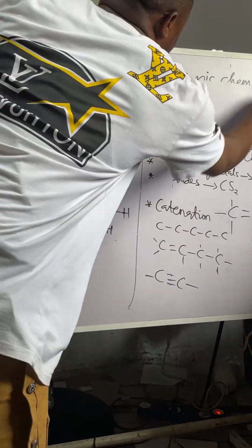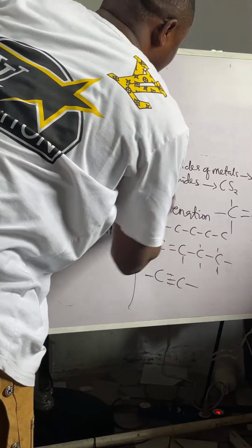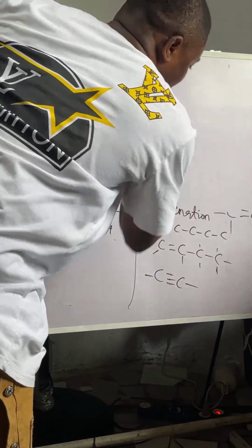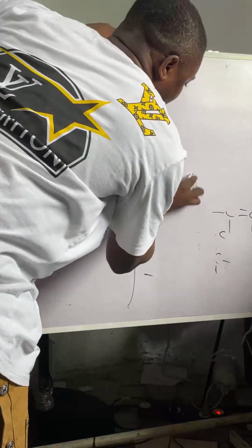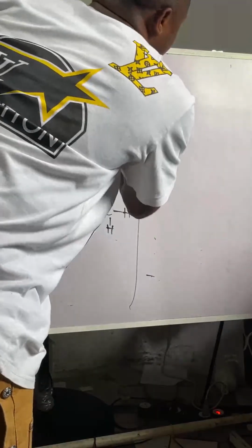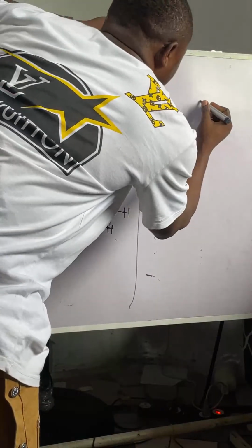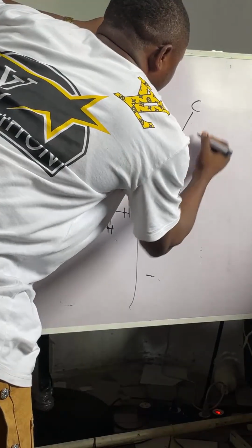I'm going to drop the structure of benzene so that you see what type of hybridization this is. Let me draw it out this way.